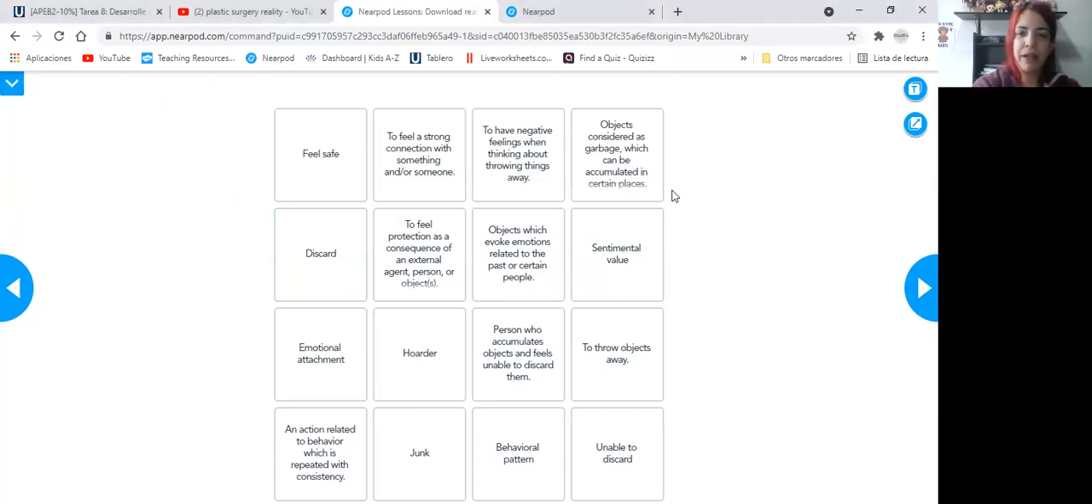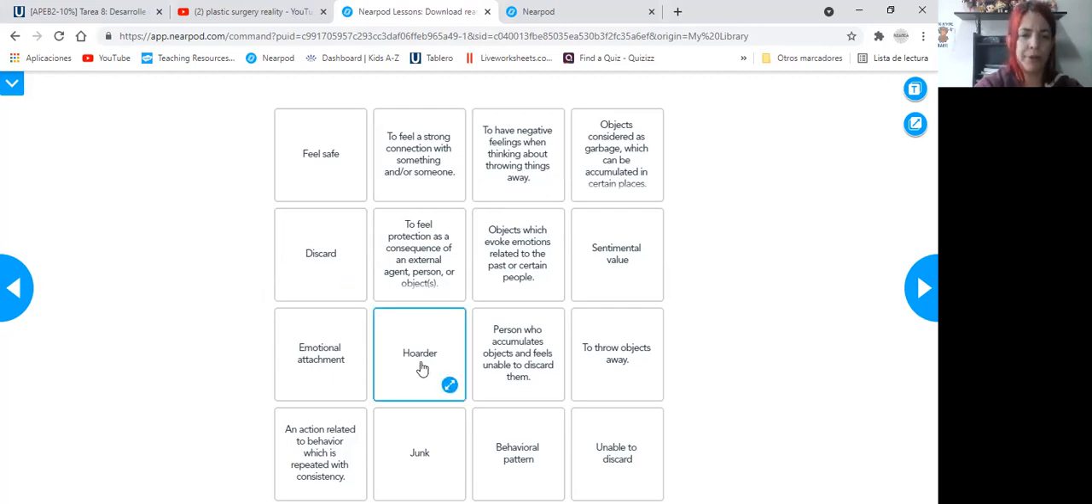Okay, now you're going to help me. You have the concepts. The concepts are these 2 or 3 words that you have: unable to discard, behavioral pattern, junk, hoarder, emotional attachment, sentimental value, discard, and feel safe. These are the concepts or the words, no? And the longer text are the definitions, okay? So please take that into account.